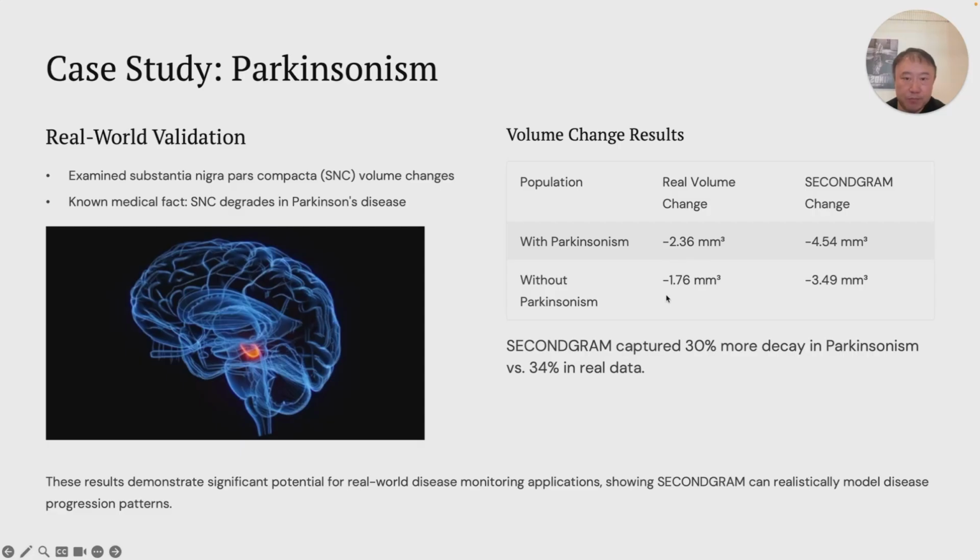34% reduction in volume. And if we use SECONDGRAM to measure the changes, the change for the group with the condition is minus 4.54 to minus 3.49. It's again close to 30% reduction. It's a validation that SECONDGRAM actually captures the correct trend and also the progression, so there's more decay that happened for this population.